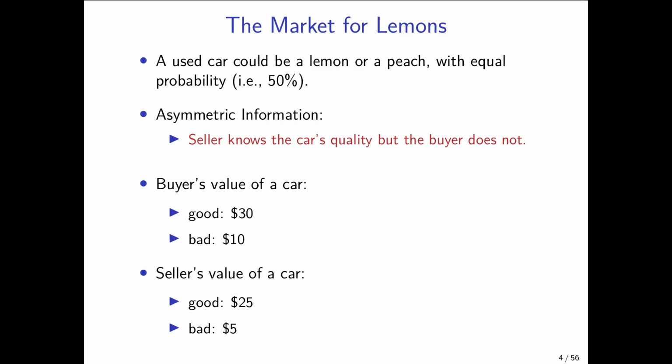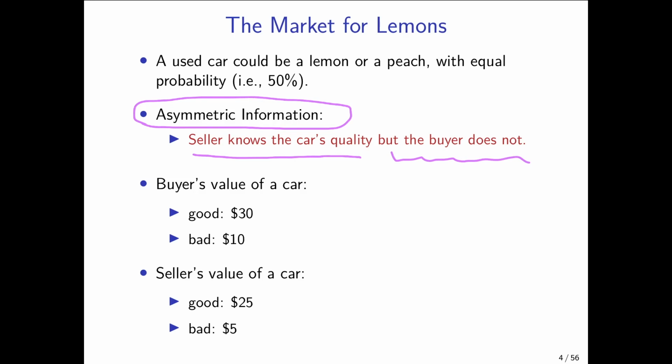The problem in this market is that there's information asymmetry. In particular, what it means is the seller knows the car's quality, but the buyer does not. Both the buyer and the seller know that 50% of the cars in the used car market are good used cars, and 50% of them are bad used cars. But when we talk about one particular car, whether it's good or bad, only the seller knows the quality. The buyer will have no idea beyond that there's a 50% chance this is good and 50% chance this is bad. So there is information asymmetry between the seller and the buyer.